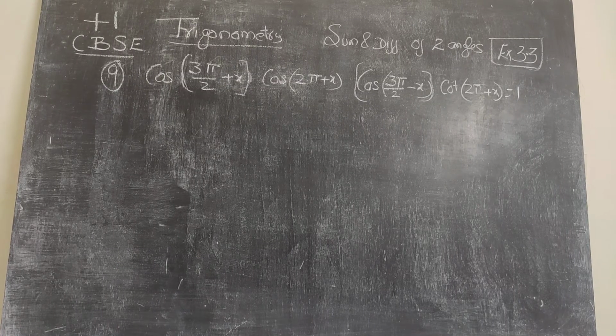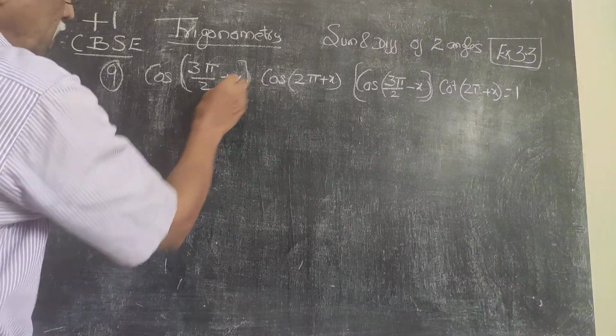Question number 9 is on the board. Cos(3π/2 + x) multiplied with cos(2π + x), cos(3π/2 − x), cot(2π + x) equals 1. We have to show this.